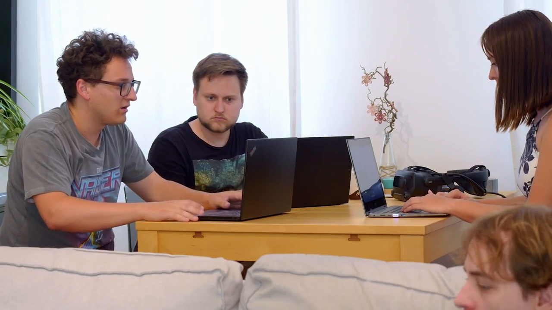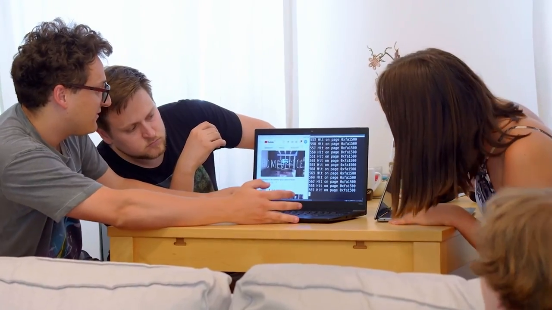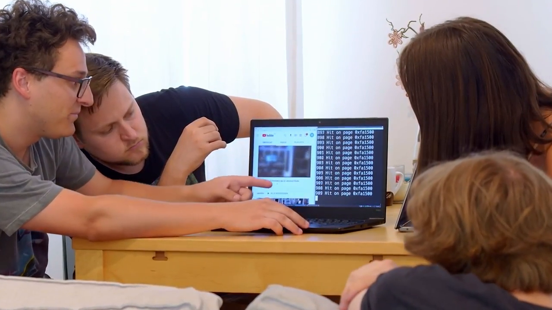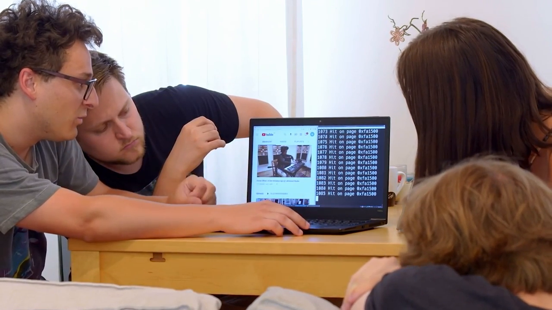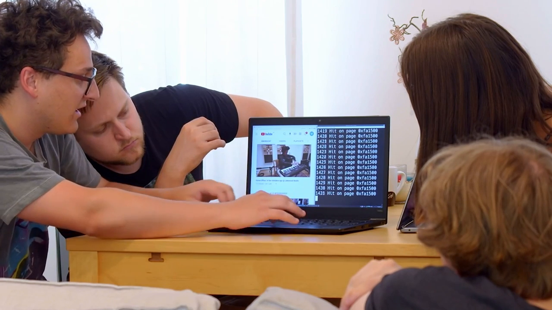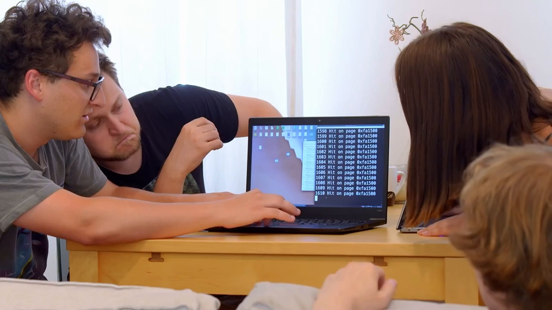Oh, wow. Wow, guys, that actually works. Really? You see, wow. The YouTube video is running, and I can see with the page cache that there is some cache activity. Wow. Yeah, and if I stop the tab, it stops. It really works.